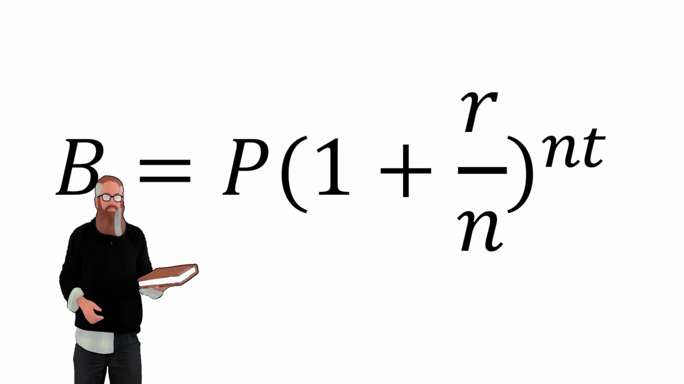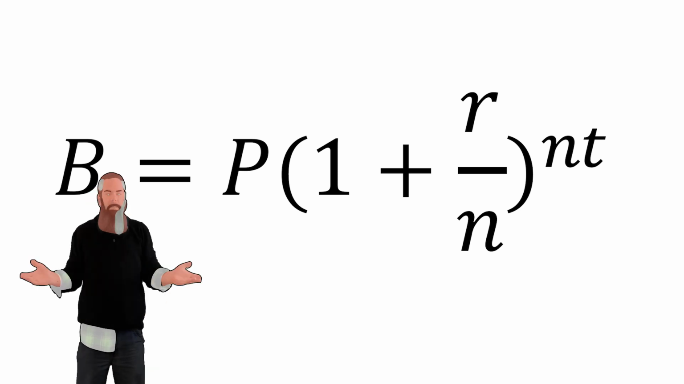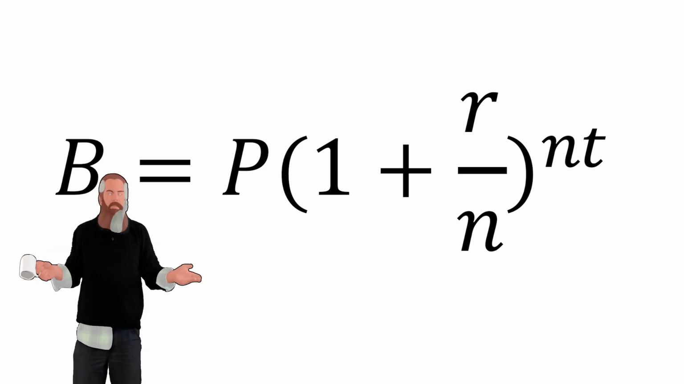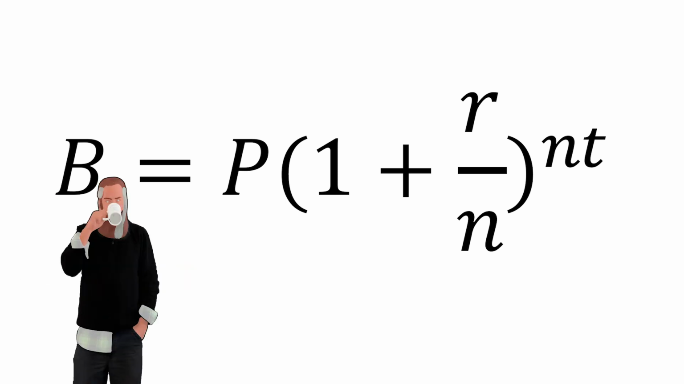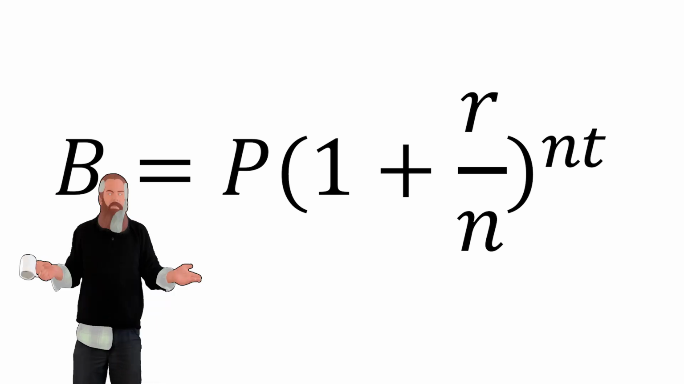Examine the formula that was used to find the future balance B of a single deposit investment P, where r is the interest rate expressed as a decimal, n is the number of times the interest is compounded annually, and t is the term of the account. Notice that the term or maturity variable t is in the exponent.